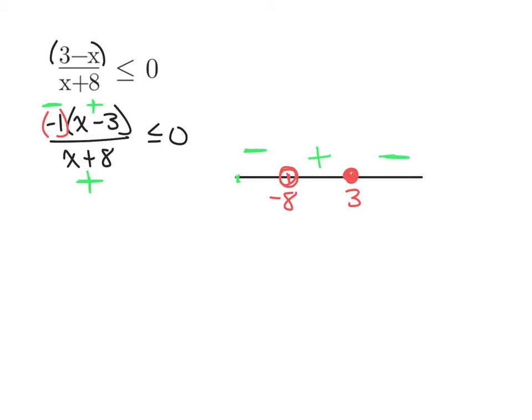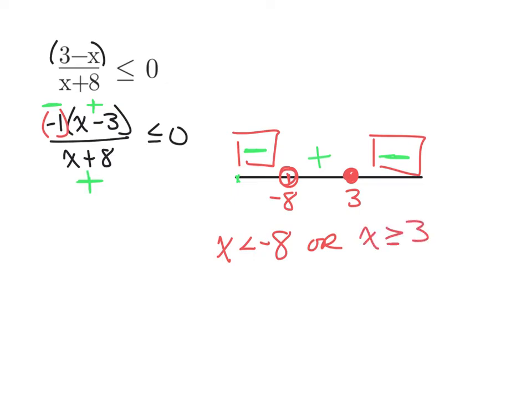So now, answer the question. When is this fraction going to be less than or equal to 0? Well, when it's negative in these two places. Notice that on the first interval, x being less than -8, we cannot equal -8 because that would make our fraction undefined. But on the other side, for x being greater than 3, we are allowed to equal 3 because that would make the fraction equal to 0.